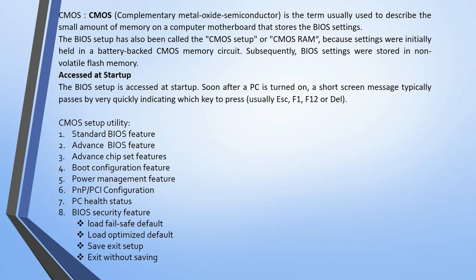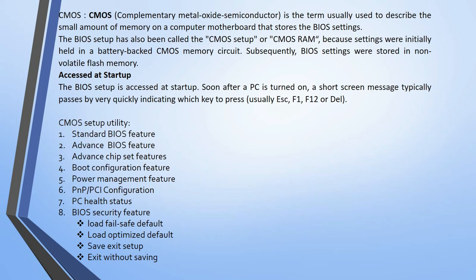Whenever you access it at startup, what type of procedure will you follow? You have to press the F1 key, escape key, F12 or Del key to go inside the CMOS setup. That means the BIOS setup is accessed at the startup option. Soon after a PC is turned on, a short screen message, typically passed by very quickly, indicates which key is to be pressed. So on your POST screen you will get this information: press escape key or F1 or F12 or Del.